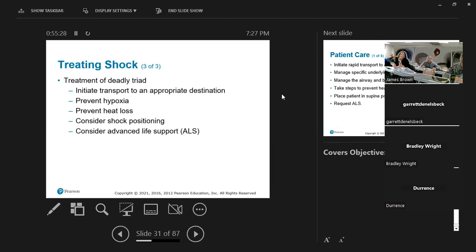Consider advanced life support, ALS, so that we can start replenishing fluids to the person. But like I said, just replacing fluids isn't necessarily going to solve the problem, because IV fluids like normal saline don't carry oxygen. The only way that you're going to be able to perfuse the body is with red blood cells. Yeah, go ahead.